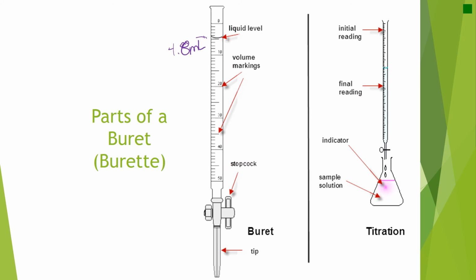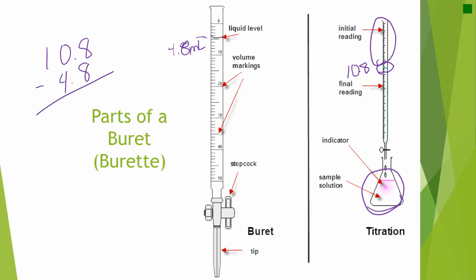And then you're going to do the titration, and notice you have the indicator and it's going to be turning pale pink. And when you're done, you're going to read your reading again. So let's say this was 4.8 and this is, let's say, 10.8. So how much liquid did you add? You would just subtract, because you ended up with 10.8 milliliters of air. You started with 4.8 milliliters of air, so you ended up adding 6 milliliters of your solution.